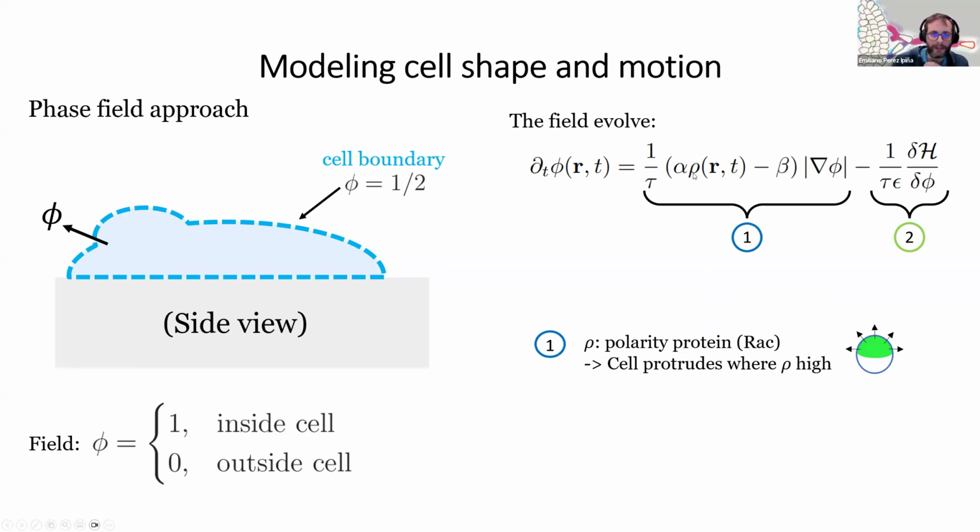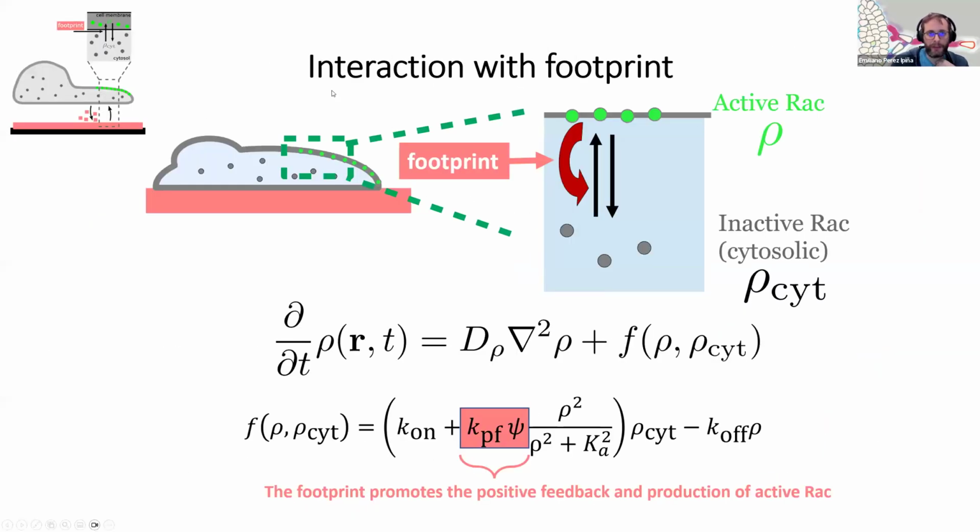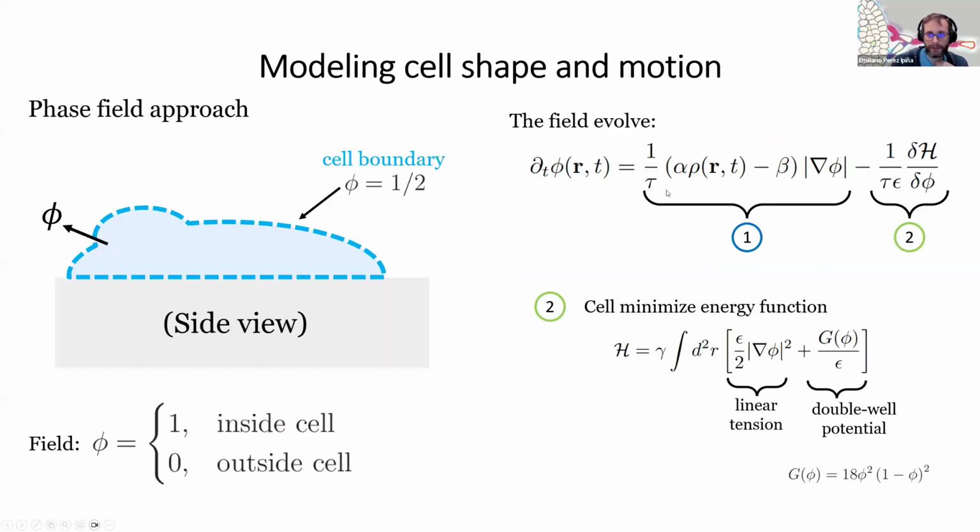this rho represents the active Rac. The active Rac is going to be accumulating where there is footprint. So this rho is going to be high if there is a footprint, but this also depends on the position. What is happening is that the cell is pushing over those regions. The cell extends its boundary on those regions where there is active Rac, where there is footprint. So where there is footprint, the cell can extend the membrane.